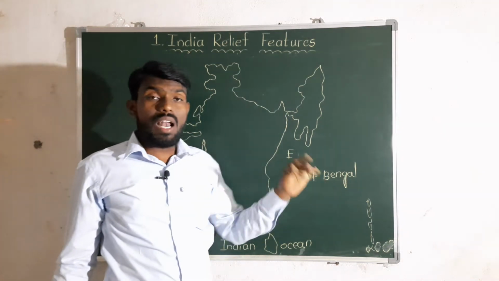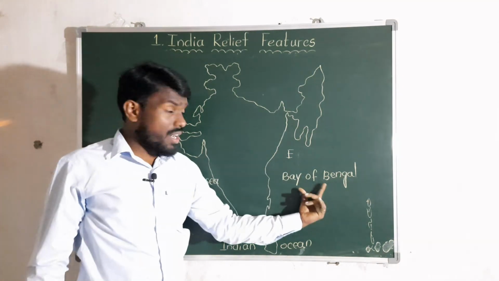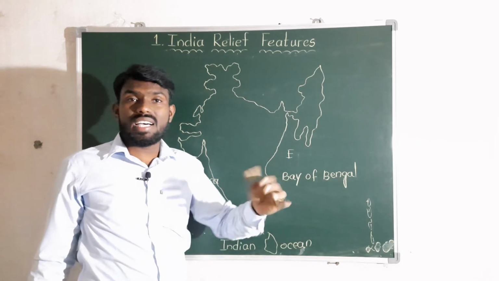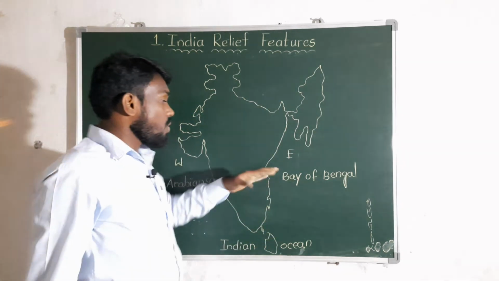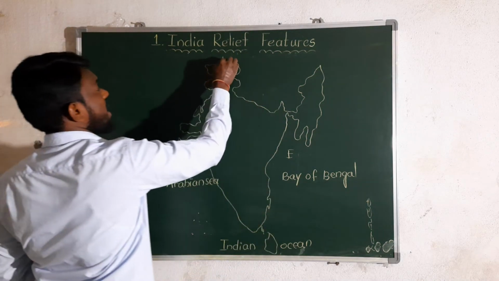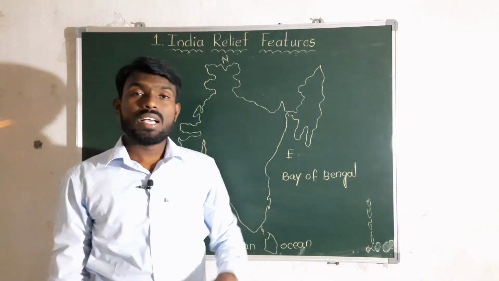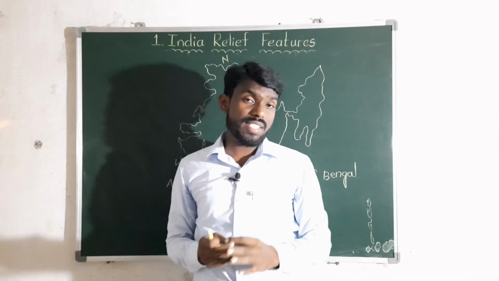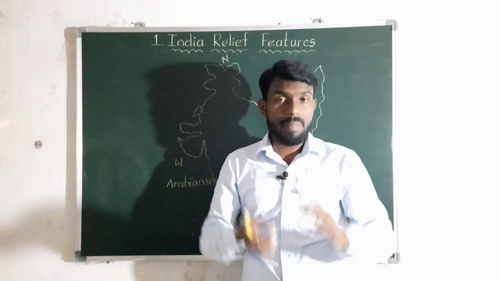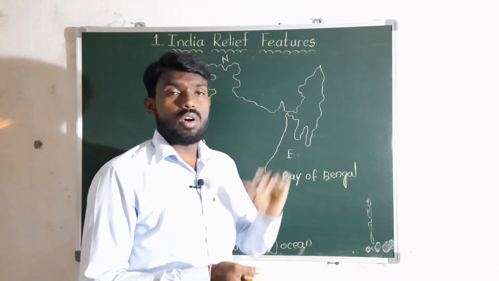Water body refers to a quantity of water, generally found on the earth or another planet. Three sides have water bodies, and in the northern part it remains land. So this is a good example of a peninsula. That is why we often use the term peninsular India, or else Indian Peninsula.